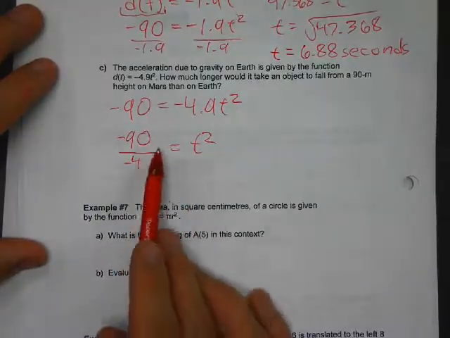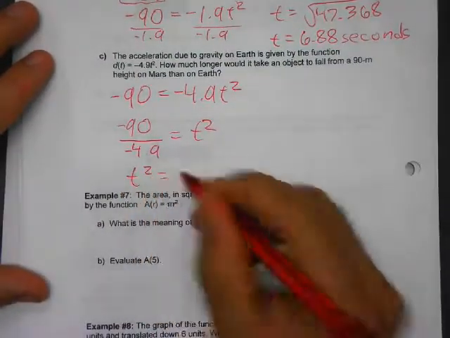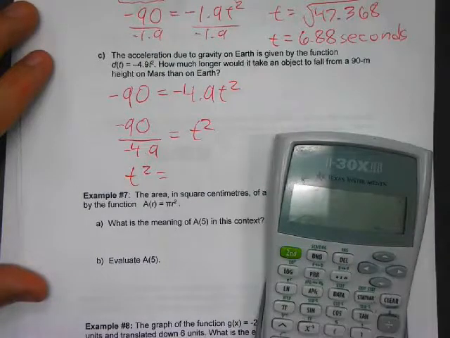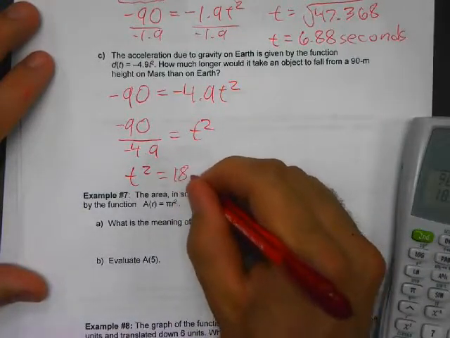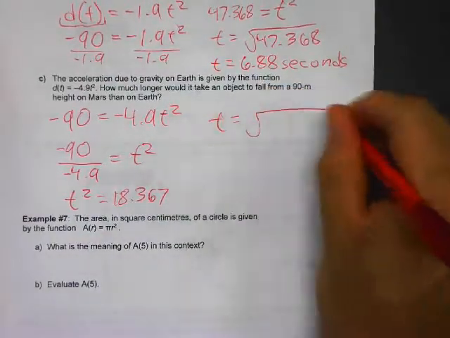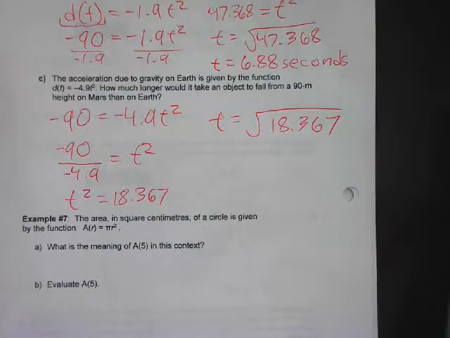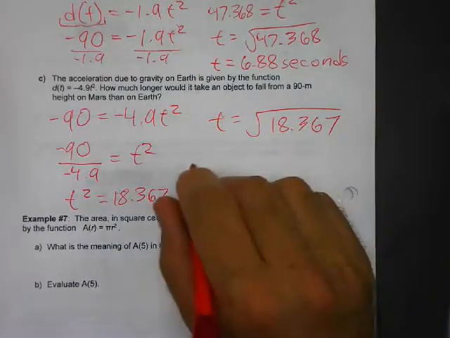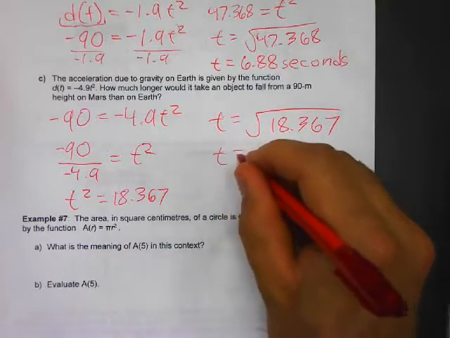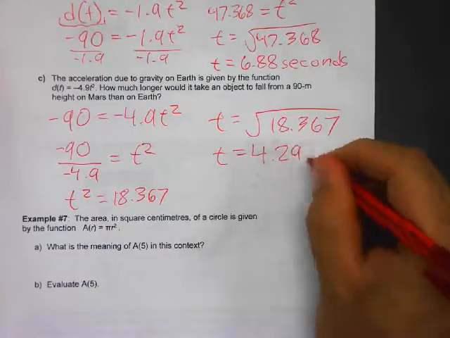Same as before, I just didn't show the divide both sides by negative 4.9. So we're going to get t squared is equal to 90 divided by 4.9, because the two negatives make a positive anyway. You get 18.367. And then same as before, t is equal to the square root of 18.367. You get t is equal to 4.285, rounds to 4.29 seconds.